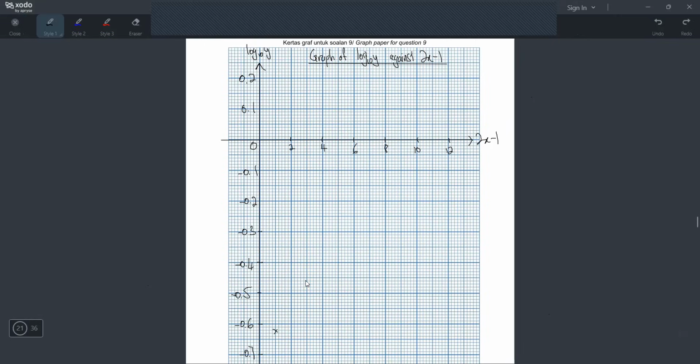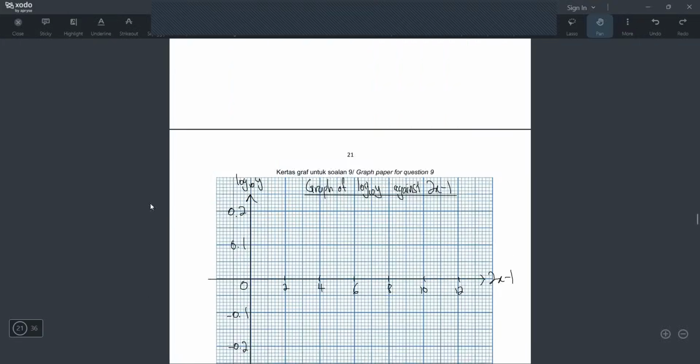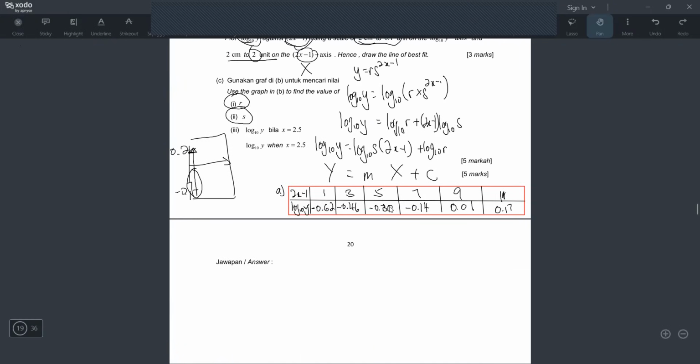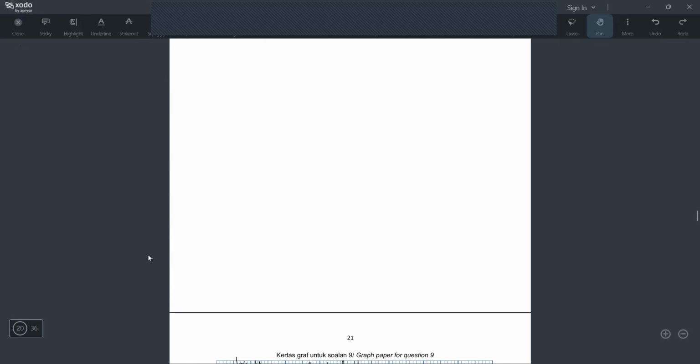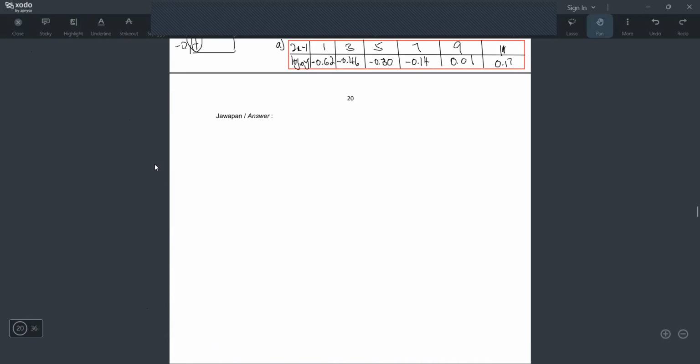All right. Okay, here. Okay, let's make it bigger a bit. Very hard to plot. Okay, so next one. 5, negative 0.3. Let's go. 5, negative 0.3. Let's plot nicely. I think it's here. So this one. Okay, next one.